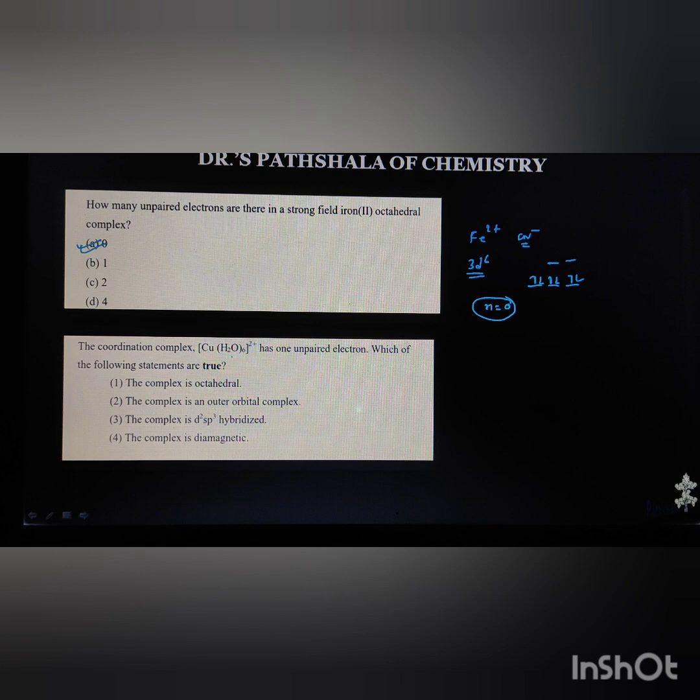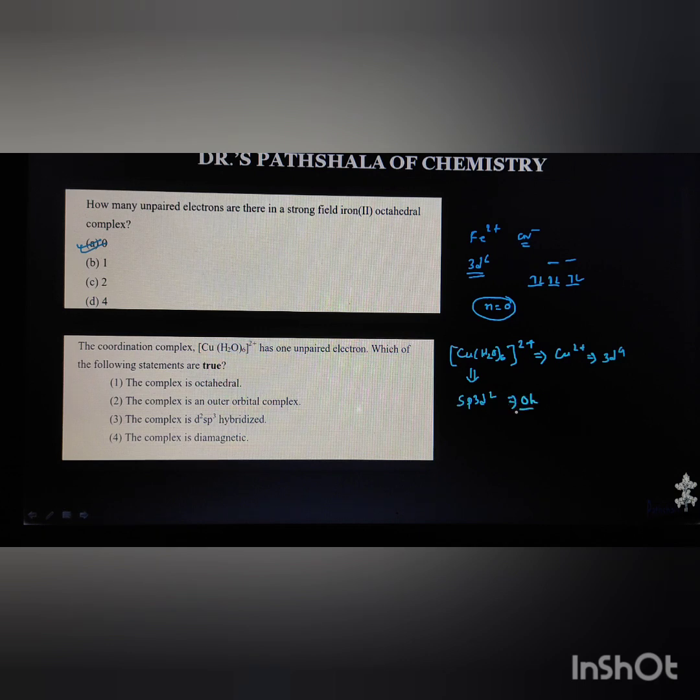The coordination complex Cu(H2O)6 2 plus has one unpaired electron. Which of the following statements are true? Here copper is in plus 2 oxidation state, that means 3d9 configuration. The complex is octahedral. Yes, the complex is octahedral because there are 6 water molecules and its hybridization is sp3d2. So it is an octahedral complex.